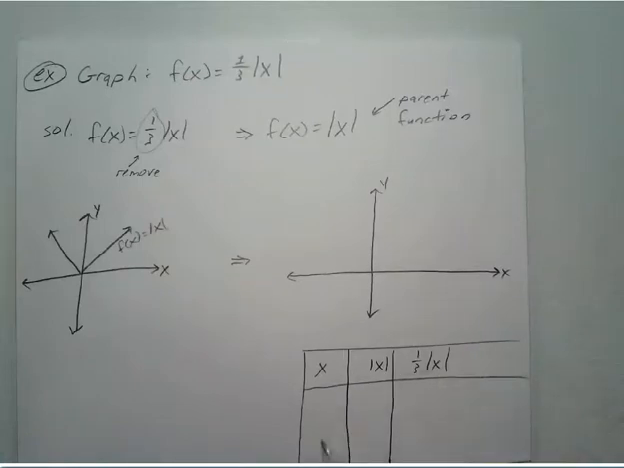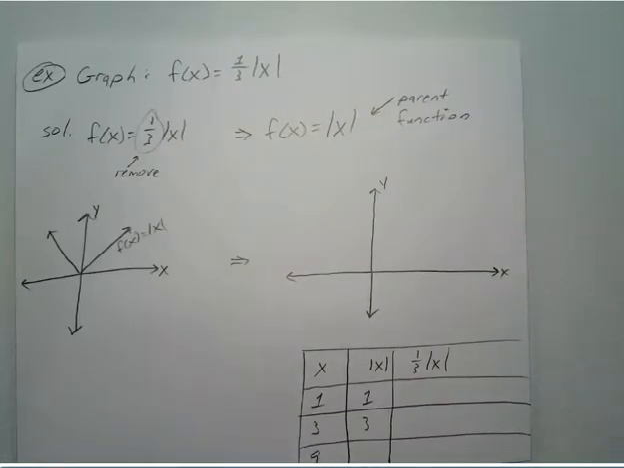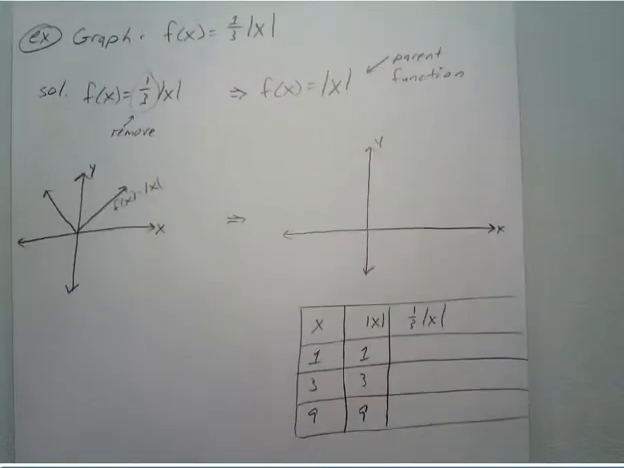Okay, so let's say if x is equal to 1, then the absolute value of 1 is just 1. Let's say x is equal to 3. Then the absolute value of 3 is 3. Let's say x is equal to, we'll pick 9. Then the absolute value of 9 is equal to 9. And it'll keep on going like that no matter if you go positive or negative. Absolute value of negative 3 is still positive 3, but we're just going to do a few positives.